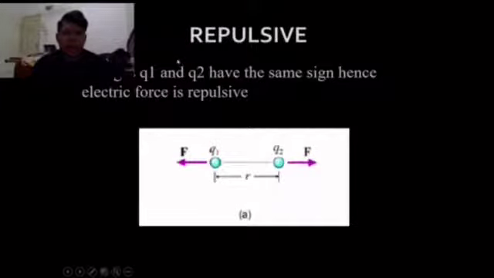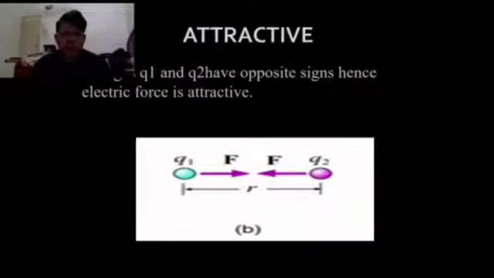So I'm going to talk about repulsive charge. Q1 and Q2 have the same sign, hence the electric force is repulsive. Attractive charge: Q1 and Q2 have opposite signs, hence the electric force is attractive.